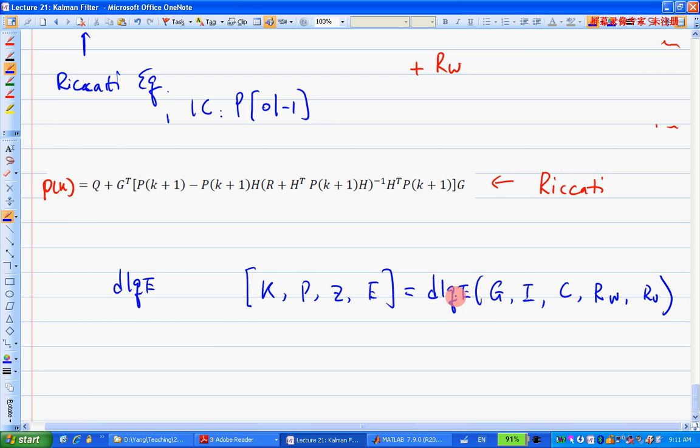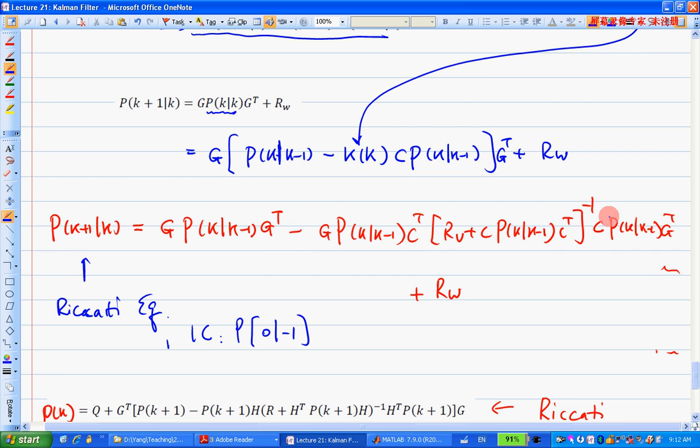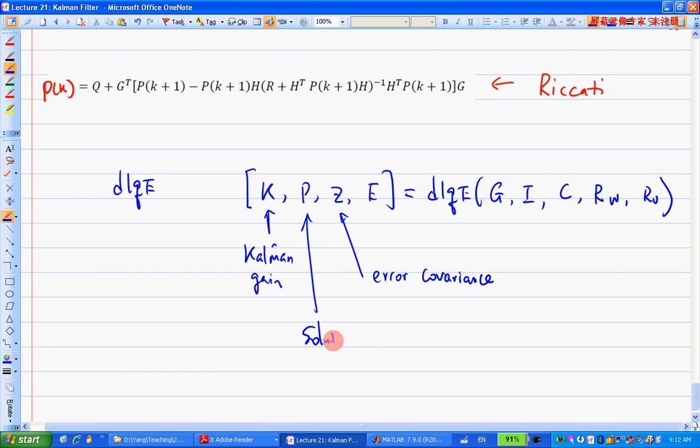So what this function will spit out is the Kalman filter gain. This is the Kalman gain. And Z is the error covariance. The P here is a solution of this Riccati equation. And E is the closed loop poles of the estimator. Closed loop poles here, right? So that's how you use this MATLAB command DLQE.